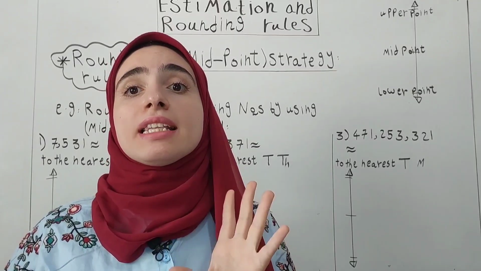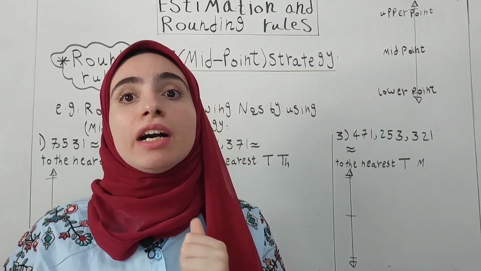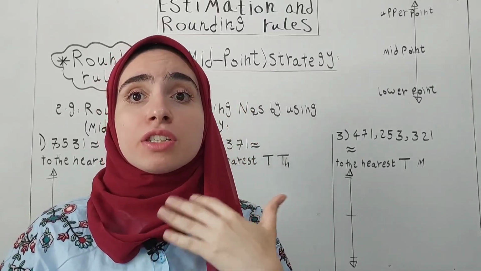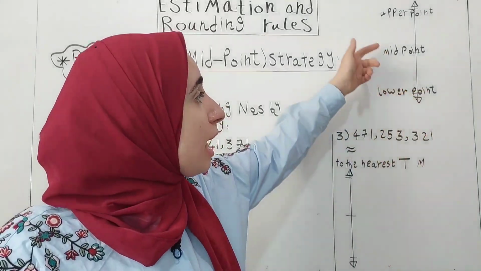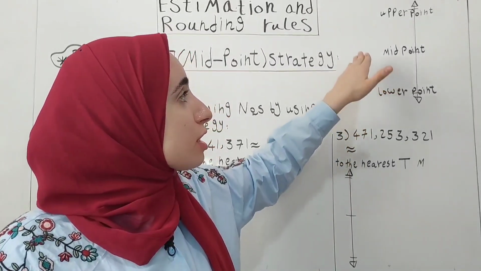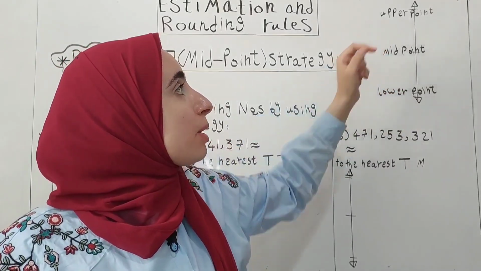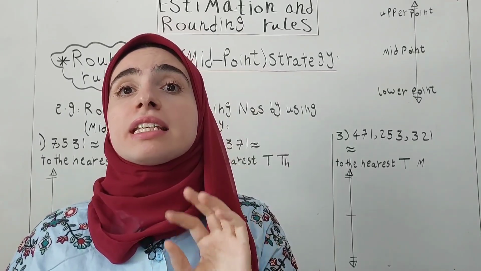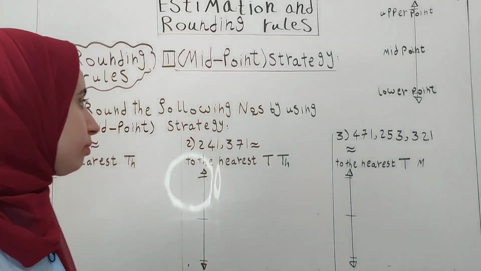The second topic in this lesson is rounding rules. We have two strategies to round any number. The first strategy is called the midpoint strategy. Let's say we have this straight line and we have 3 points on this line: lower point, midpoint, and upper point. How can we round any number by using this strategy? Let's take a given example.